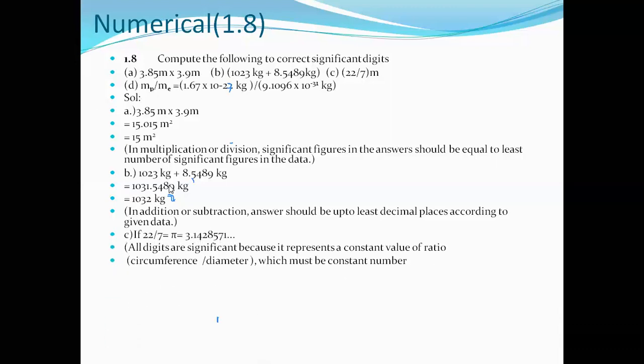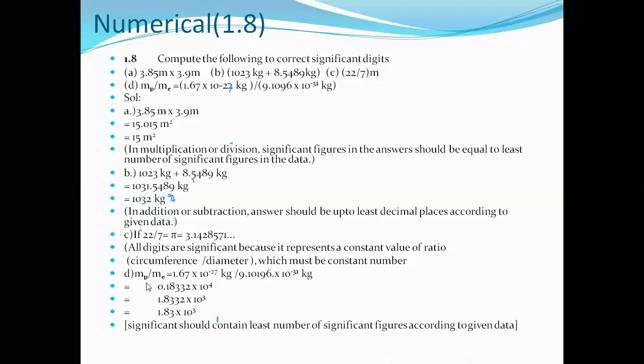Last part of this question, if 22/7 is equal to pi, which has the value of 3.14288571, all the digits are significant because it represents a constant value ratio, circumference divided by diameter, which must be a constant number. That means all of these values are significant. Last part, which was the mass of the proton divided by the mass of the electron. So this is the last part of this question.